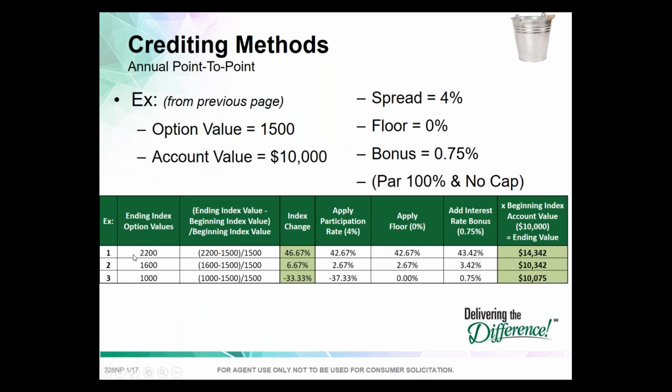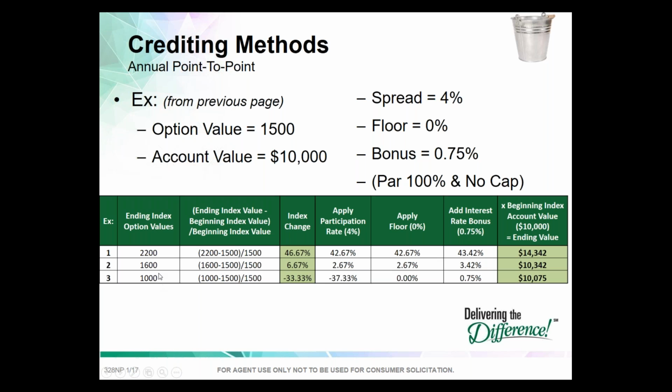So first example, year one, example one. The index moves to 2,200. That's a 46.67% index movement. I apply the spread rate, which means I subtract 4% off the top. Now we're down to 42.67%. That's pretty nice. So then we apply the floor rate, that's 0%, and then add any interest rate bonus. In this example, 43.42% credited to the policy.